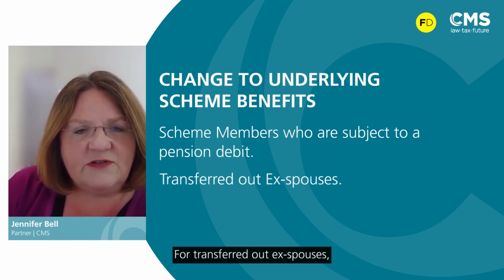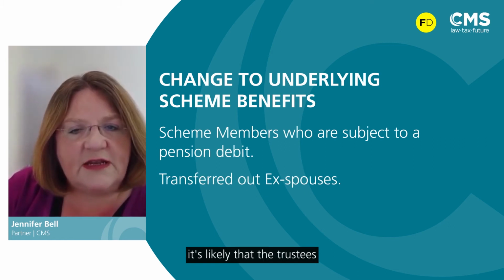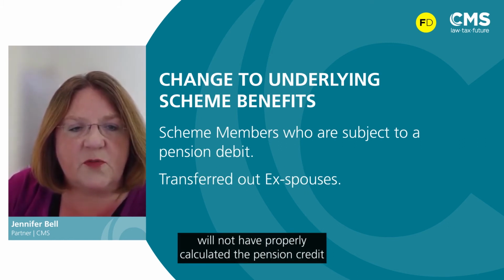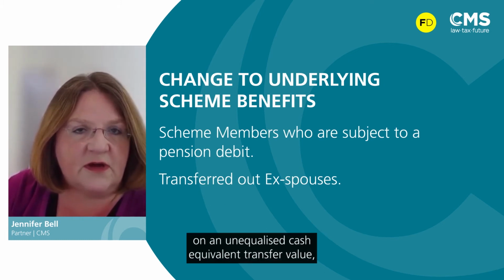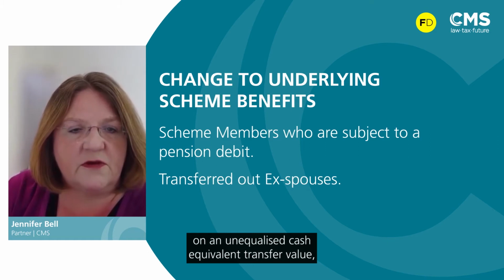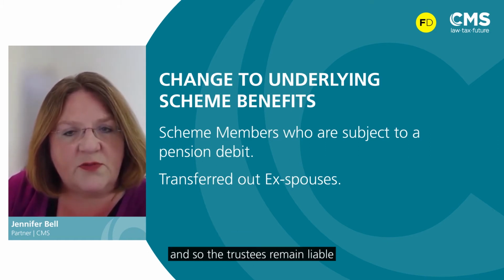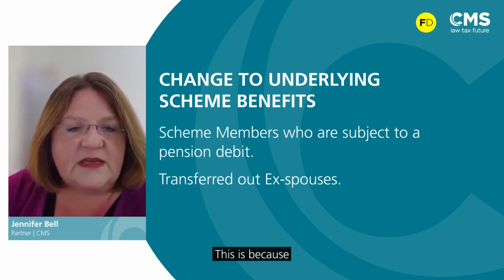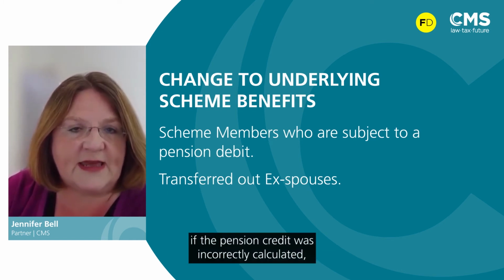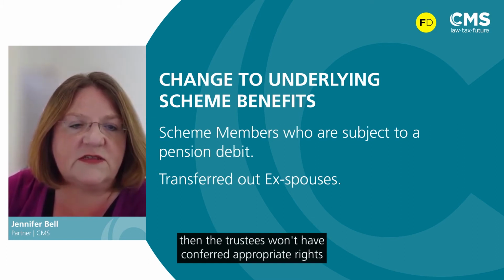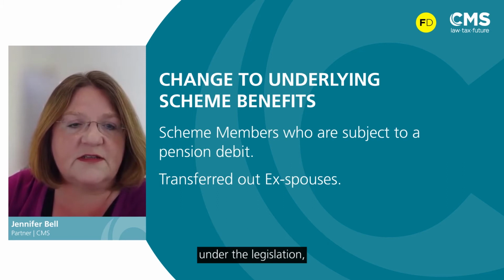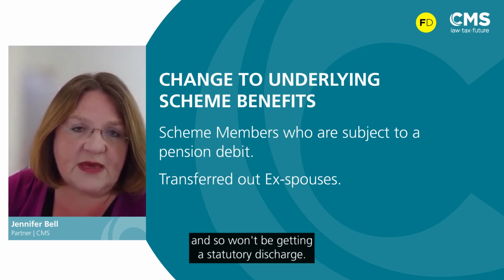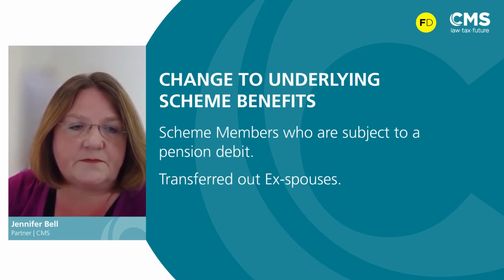For transferred out ex-spouses, it's likely that the trustees will not have properly calculated the pension credit because it was based on an unequalised cash equivalent transfer value. And so the trustees remain liable to make good past underpayments. This is because if the pension credit was incorrectly calculated, then the trustees won't have conferred appropriate rights under the legislation and so won't be getting a statutory discharge.